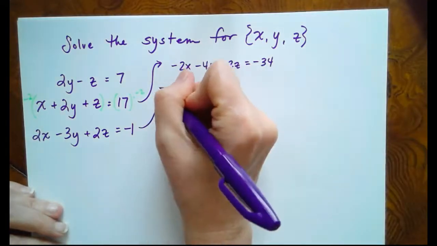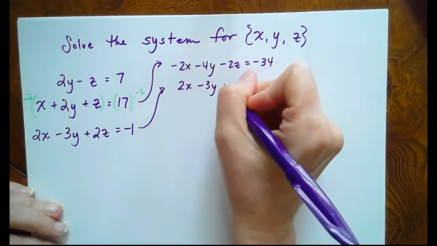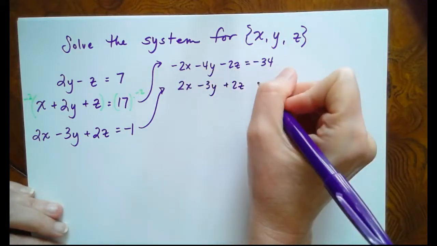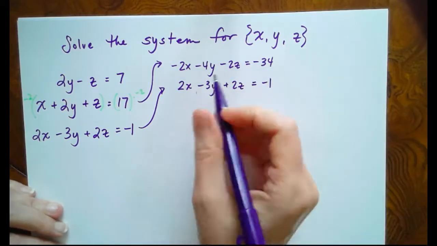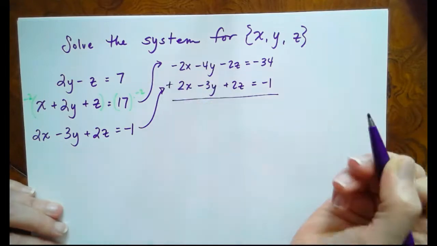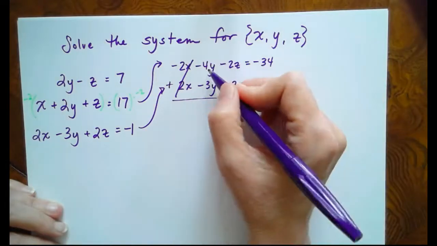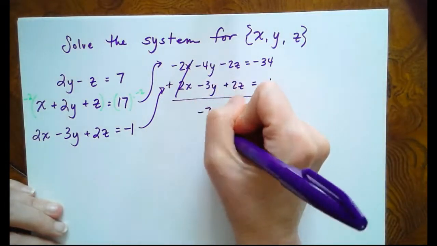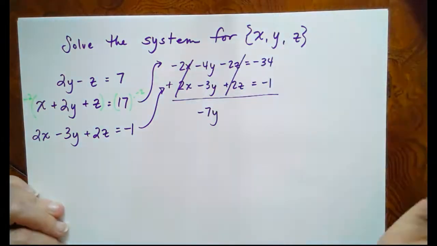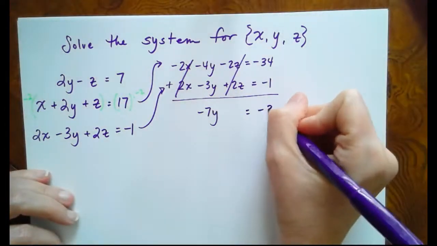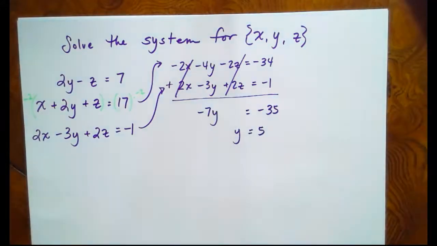Then I will keep equation 3 as is. 2x minus 3y plus 2z equals negative 1. And it looks like some magic is going to happen here when I do a combination. Negative 2, positive 2 cancels. Negative 4, negative 3, negative 7y. A negative 2 and a positive 2, hooray, is 0, equals negative 35. How beautiful. Y is 5.